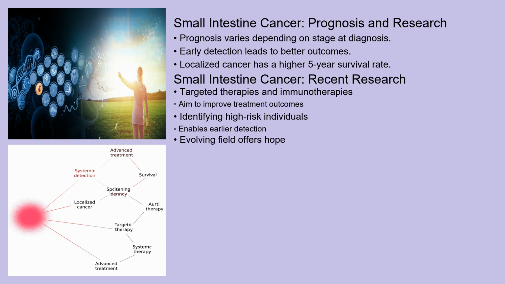The prognosis for small intestine cancer varies depending on the stage at diagnosis. Early detection and treatment lead to better outcomes. The 5-year survival rate for localized small intestine cancer is significantly higher than for cancer that has spread to distant sites. Recent research is focusing on developing new targeted therapies and immunotherapies to improve treatment outcomes. Studies are also exploring ways to identify individuals at high risk for small intestine cancer to enable earlier detection and intervention. The field is constantly evolving, offering hope for improved outcomes for those affected by this disease.